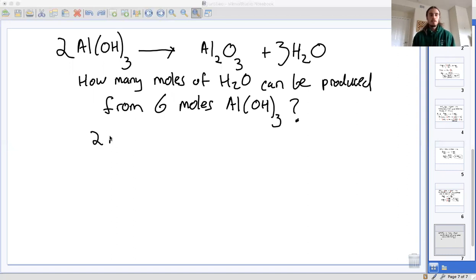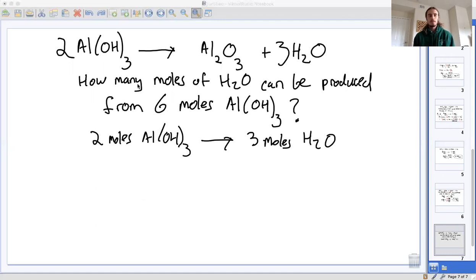2 moles of AlOH3 make 3 moles of water, right? The coefficient for AlOH3 is 2. Coefficient for water is 3. So my recipe says that 2 of these make 3 waters. But we're not talking about starting with 2 of these. We've got 6 of these, right? So we're going to have to scale this recipe up so that we have 6 of these, right?